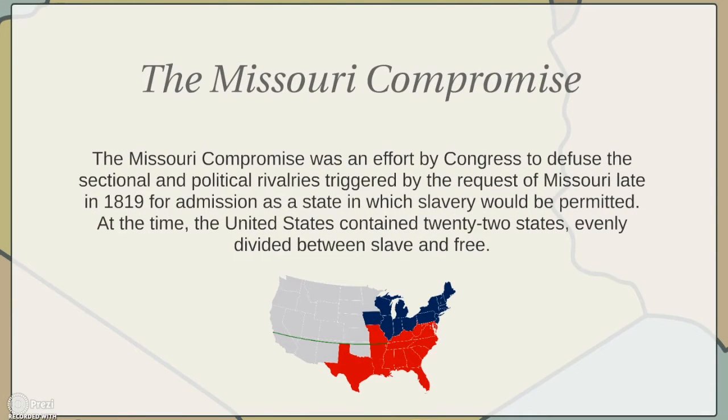What is the Missouri Compromise? The Missouri Compromise was an effort by Congress to defuse the sectional and political rivalries triggered by the request of Missouri late in 1819 for admission as a state in which slavery would be permitted. At the time, the United States contained 22 states evenly divided between slave and free.